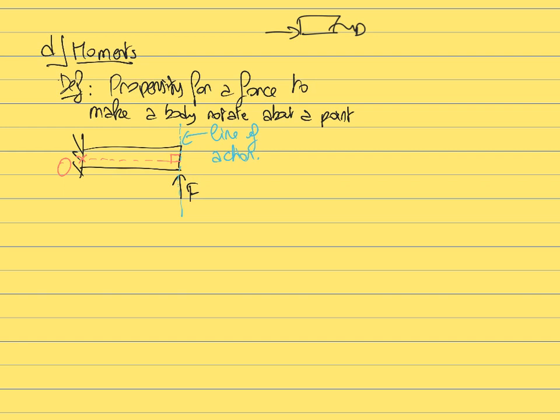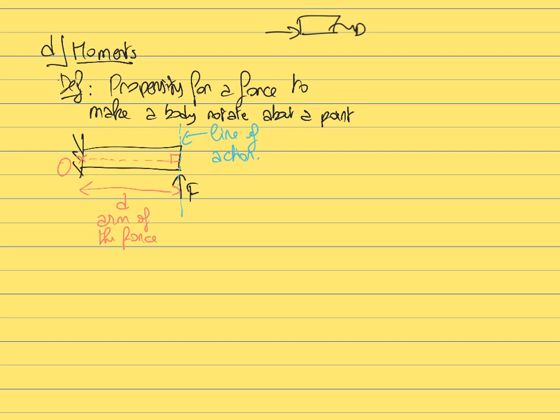So you take the orthogonal projection of the point about which you want to calculate the moment onto the line of action. You calculate the orthogonal distance between the line of action of the force and the point about which you want to calculate the moment. This orthogonal distance is what we typically call d, which is the arm of the force. So the arm of the force depends on the point about which you are calculating the moment.